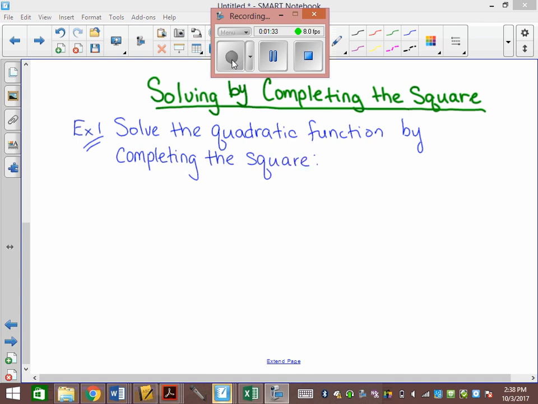So we just went over finding the vertex form by completing the square, and we stopped, correct? But if I say solve, we have to just keep going till we get x. Make sense? All right, so what if I give you 9x squared plus 12x equals negative 4?